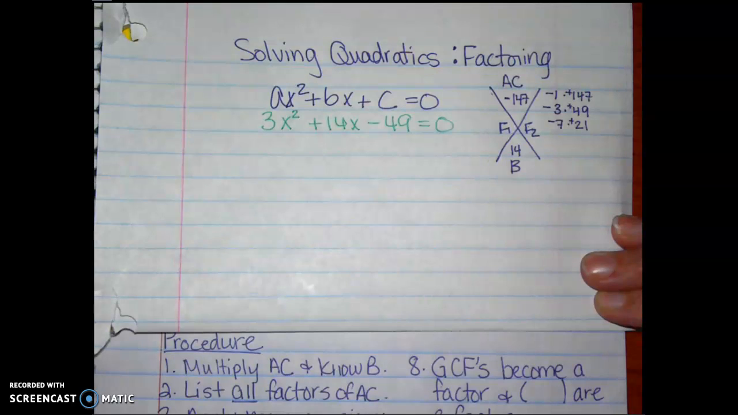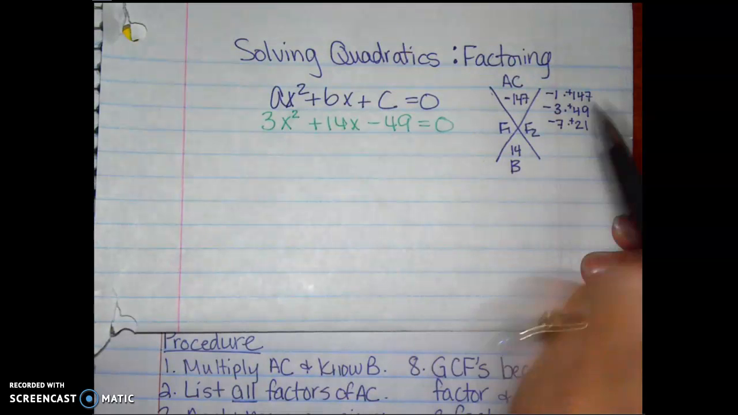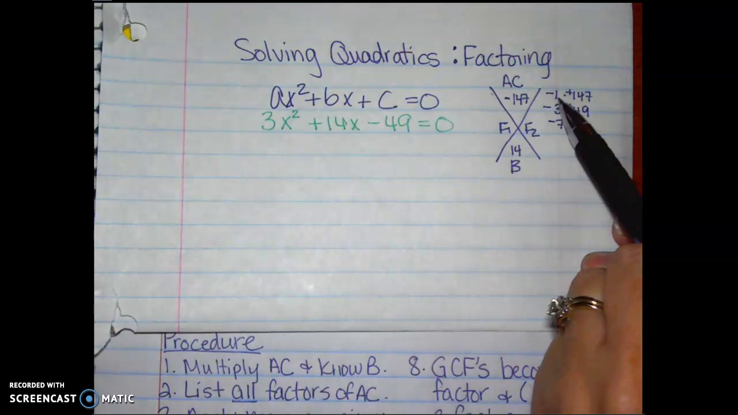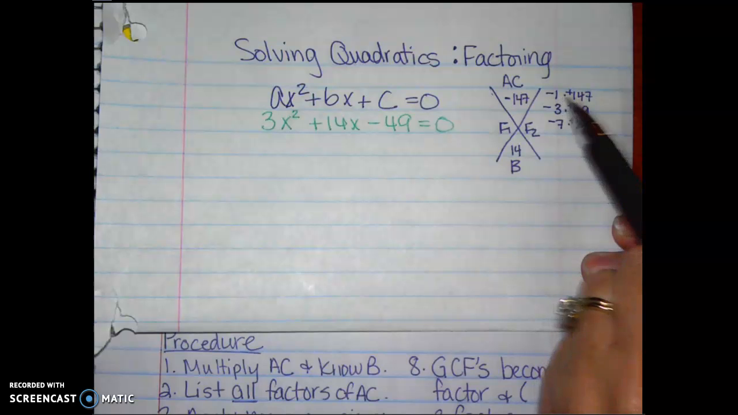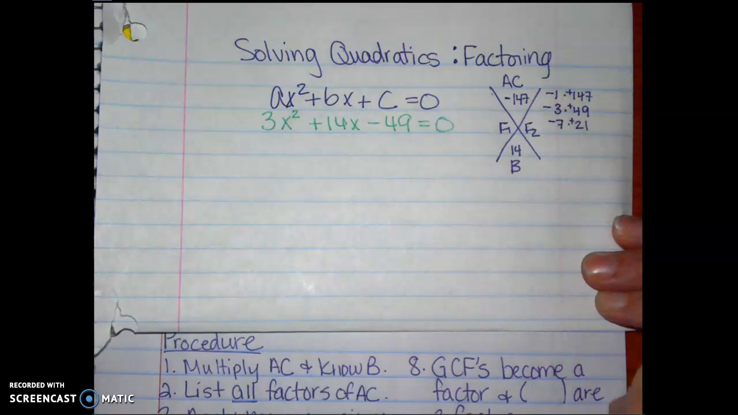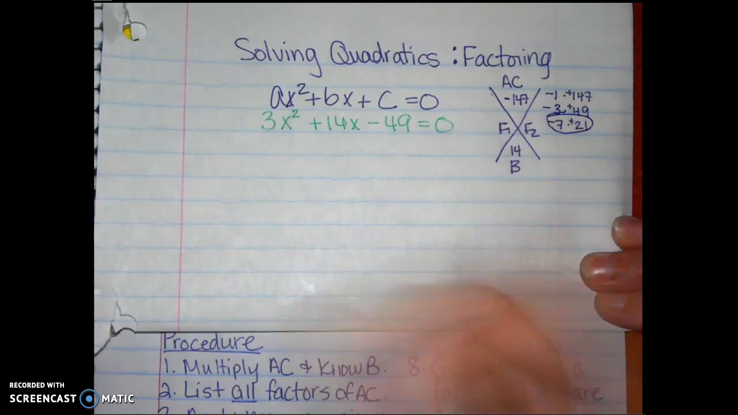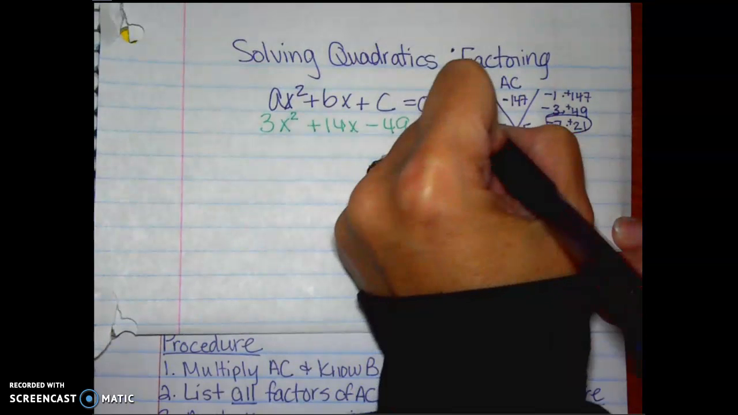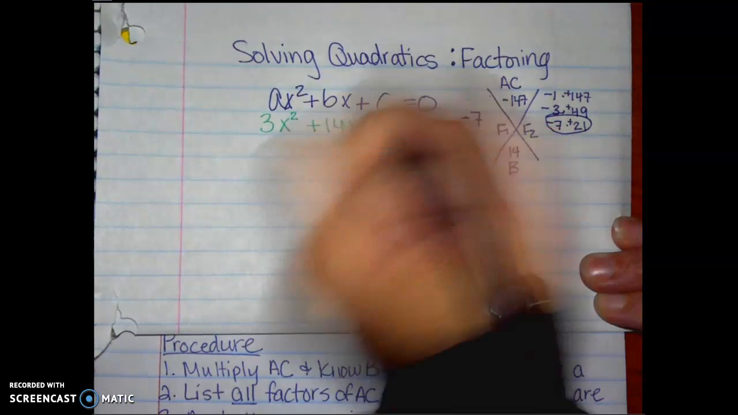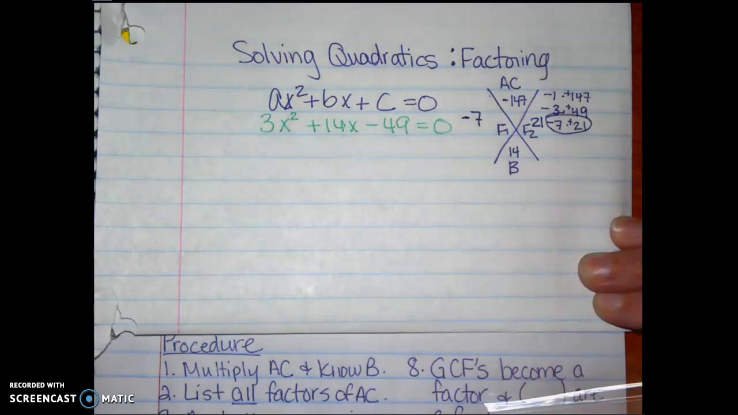Okay, next I want to add to see which one gives me 14. Well, 147 minus 1 is 146. That's not 14. 49 minus 3 is 46. That's not 14. 21 minus 7 is 14. So those are my factors. So factor 1 is going to be negative 7. Factor 2 is going to be 21.